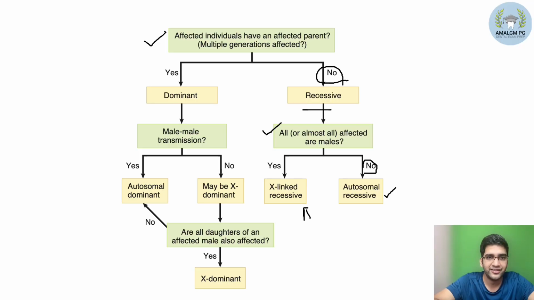You must have read about this, right? Hemophilia affects only men, right? G6PD deficiency affects only men because it is an X-linked disorder. So X-linked recessive affects only men, autosomal recessive affects both of them, right?